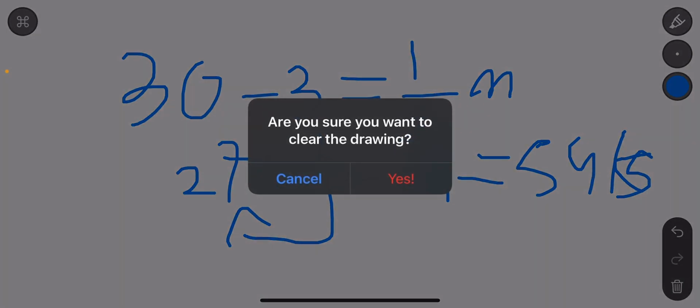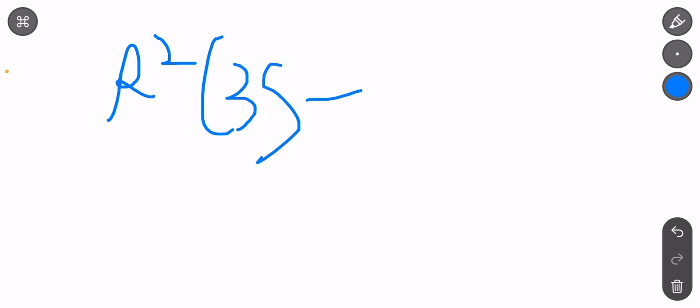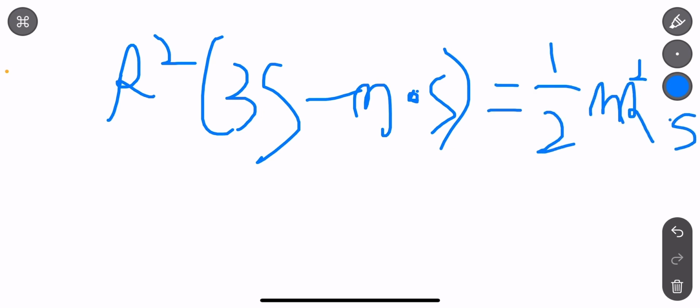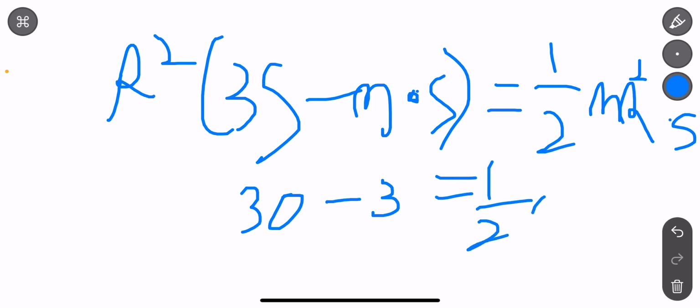Just in case you're confused, I'll redo the equation so you know what numbers I plugged in. This is 30, this is 3, this is 1/2, and this is M. That was the mass we were looking for. We tried to isolate the M, and we did it.